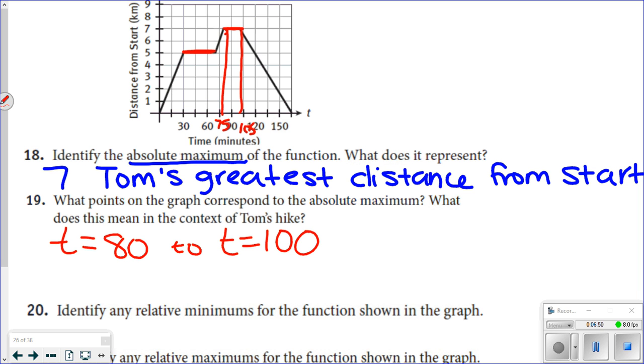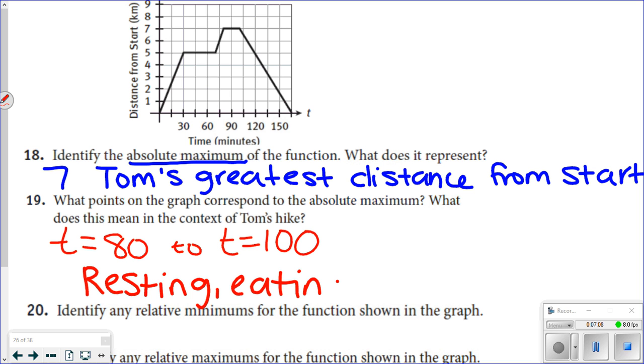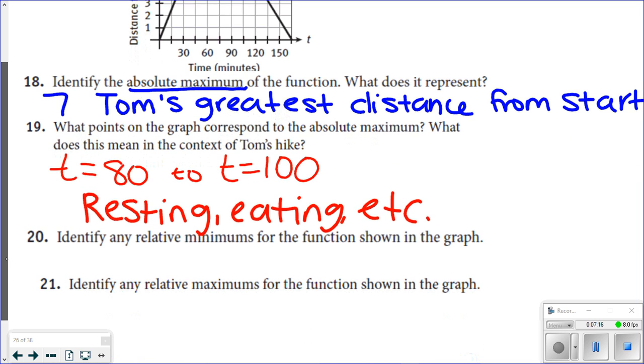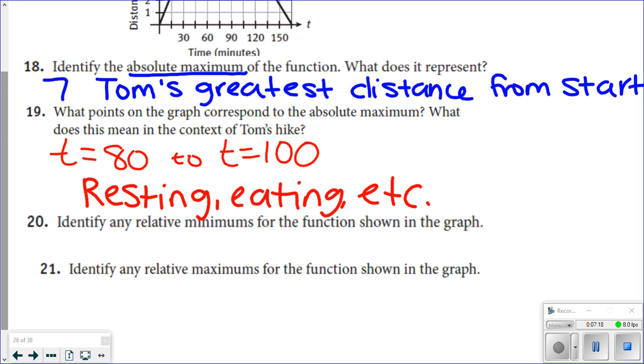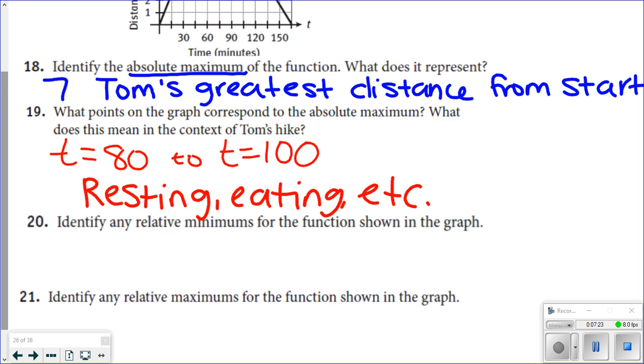So he's taking a break. He's stopping. He's resting. All right, number 20. Identify any relative minimums. Remember, for a relative minimum we're looking for a low point or a valley, and this cannot be an endpoint. Identify a relative minimum, and it cannot be an endpoint.